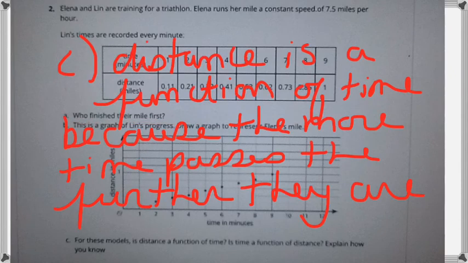Moving on. The last question says, for these models, is distance a function of time, or is time a function of distance? And explain how you know. So distance is a function of time, because the more time passes, the further Elena and Lynn are. And second secret message: it wouldn't be possible for time to be a function of distance, because how could time move more quickly or more slowly based on how far you are? Time can't be affected. So that's the second secret message.